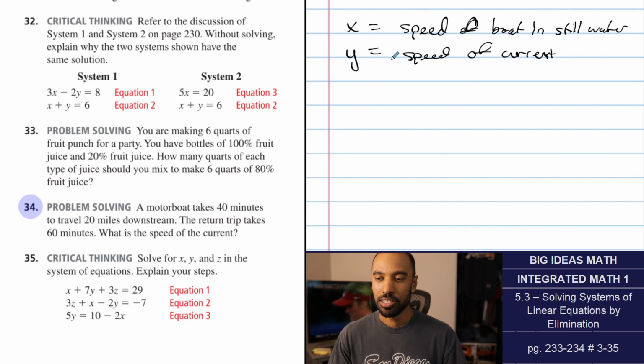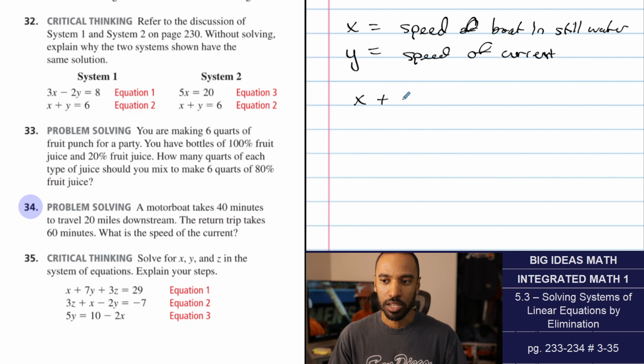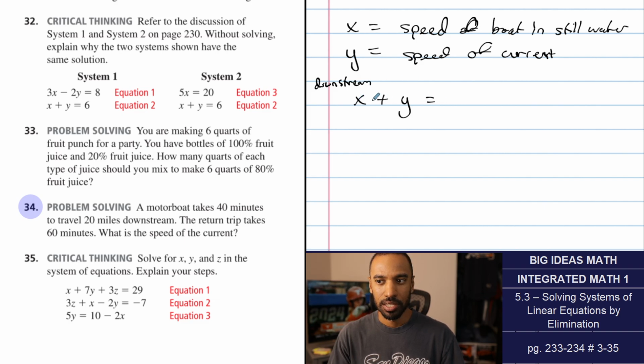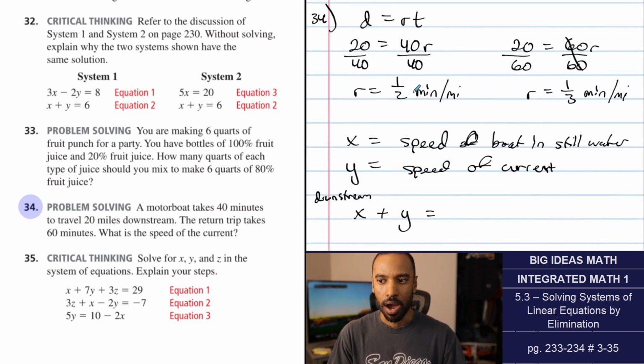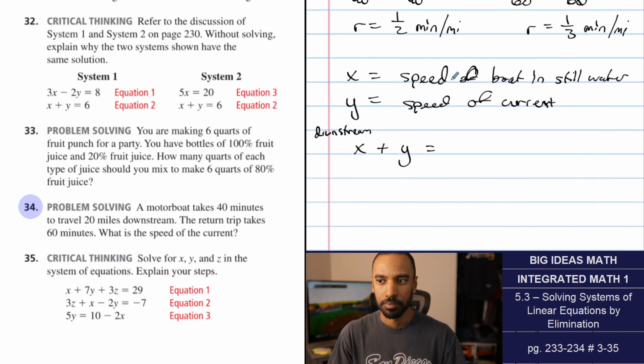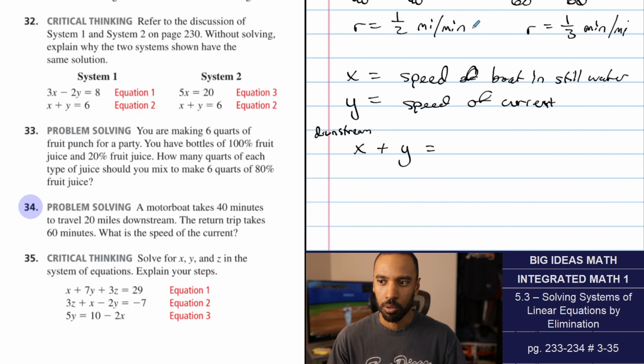So here's the thing. If I take the speed of the boat in still water and I add the speed of the current for downstream, this is a downstream thing. This is where my rate, and remember, these are rates, these are speeds. Oh, excuse me, I said minutes per mile. This is miles per minute. Miles per minute, distance. I was like, wait a second, that's slower. 1/3 mile per minute. Okay, totally screwed that part up.